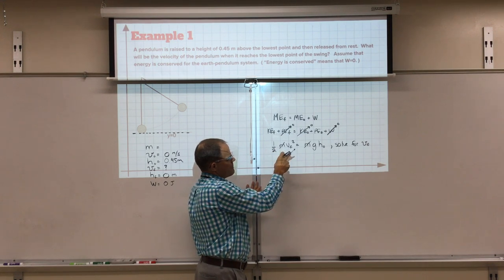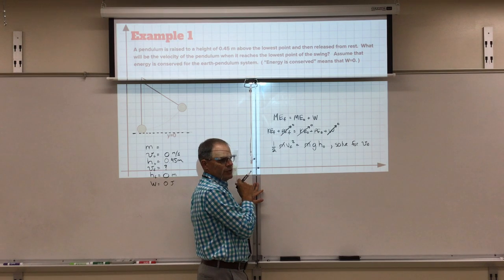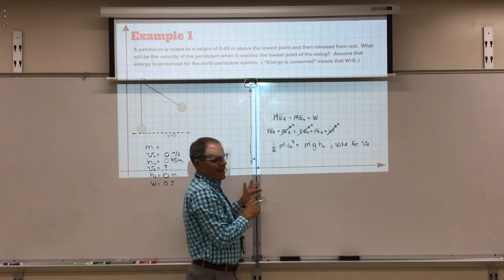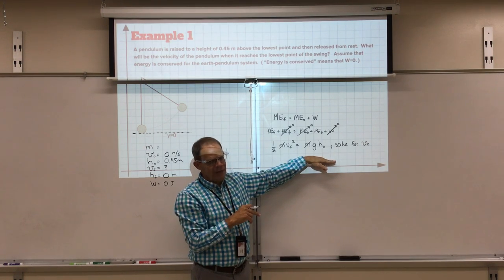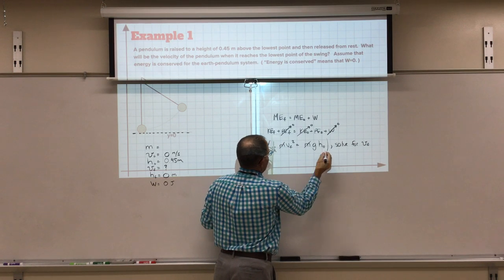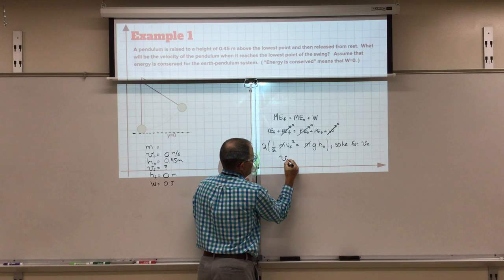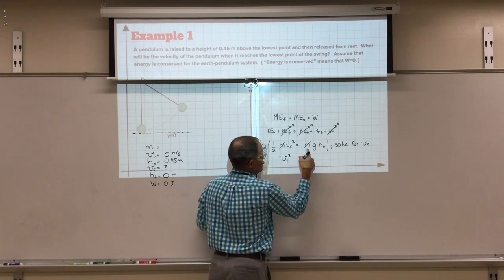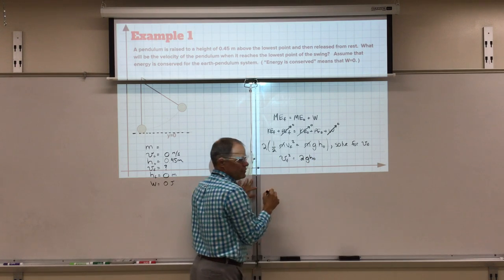So I'll show you what happens if we don't have an m in every term. But if every term has an m in it, we can cancel it. Now, I've got a 1/2 here. We can divide by 1/2, but then we're going to get an ugly compound fraction. So I'm just going to multiply everything by 2. 2 times a half is 1. So I'm going to get v final squared equals, multiply this side by 2, I get 2gh initial.